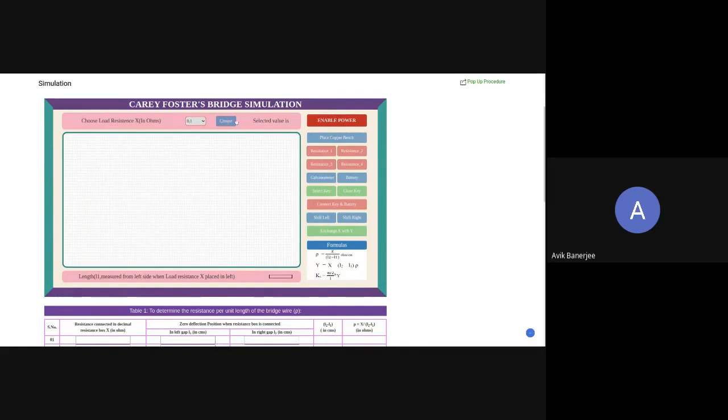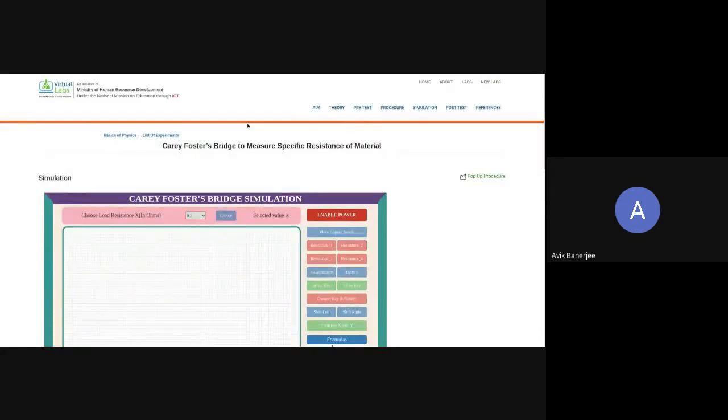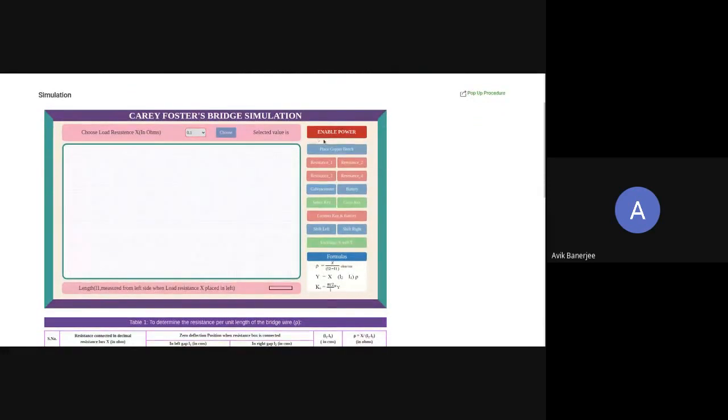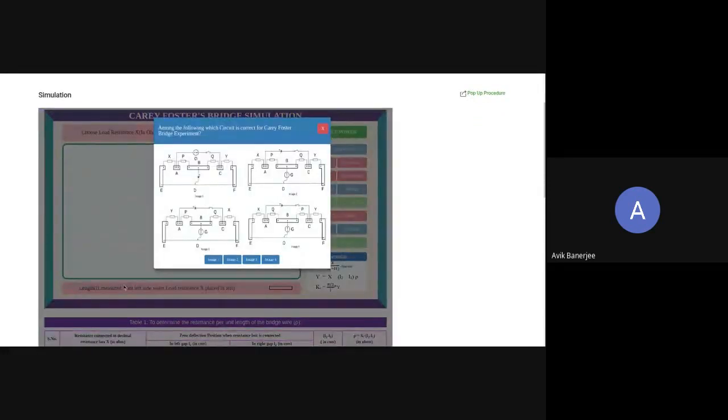First of all, you have to click on this, enable power. Whenever you open the page, you should go to the simulation part. The theory, the other things are there. You click on the simulation part and then you click on enable power. So now you are asked to find out the right configuration. So here I can see that the right configuration is image 2, so I'm going to select image 2.